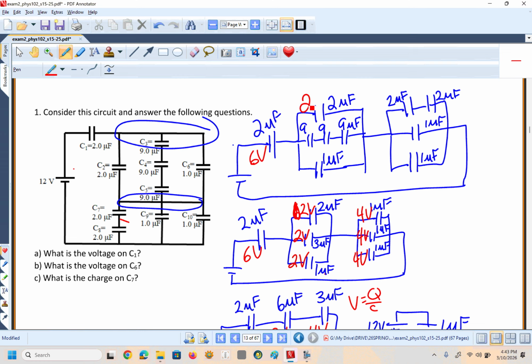This is 2 volts and 2 volts. We'll come back to those 9s. This is 4 volts and 4 volts. With the 9s, I have 3 identical capacitors. All together, they have 2 volts. So that means each of them is going to have 1/3 of 2 volts because they're all identical. That would be 2/3 volts on each of these.